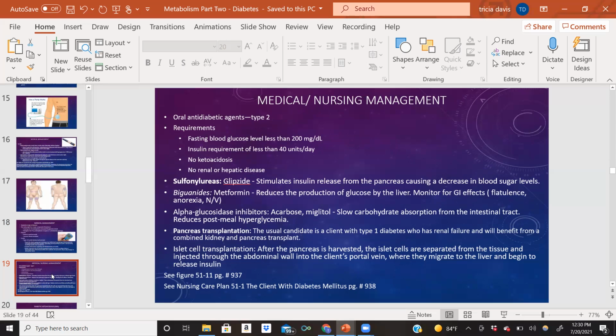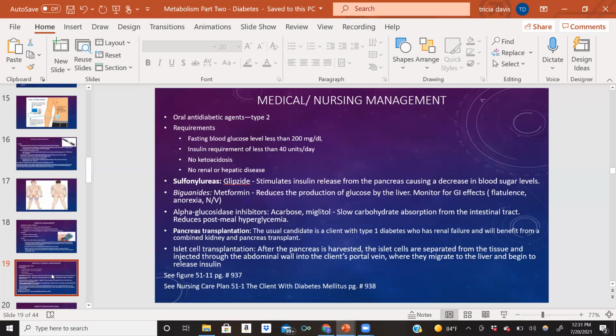These patients that take metformin experience some pretty uncomfortable GI effects. They complain of a lot of flatulence, anorexia, loss of appetite, and then nausea and vomiting. So those are some things to educate your patients about and watch for.